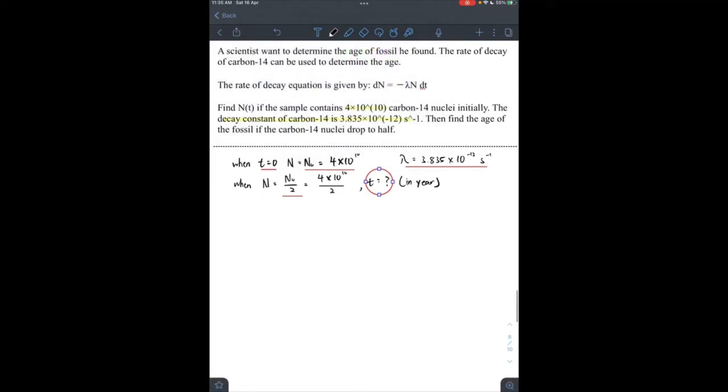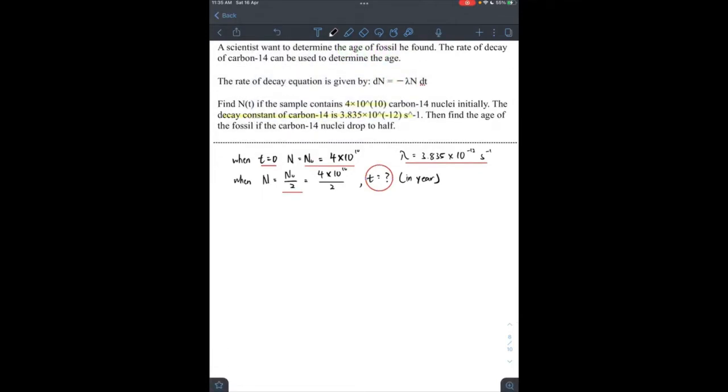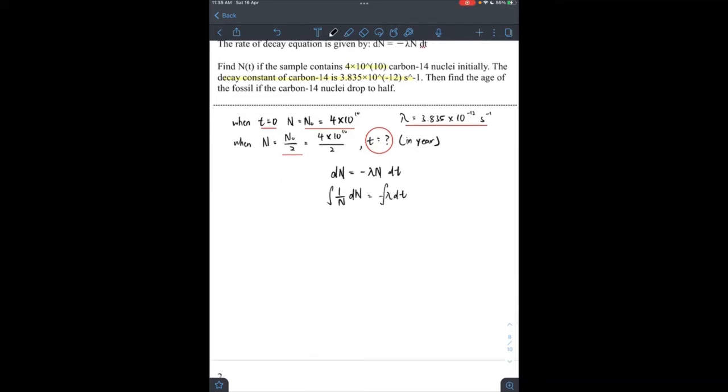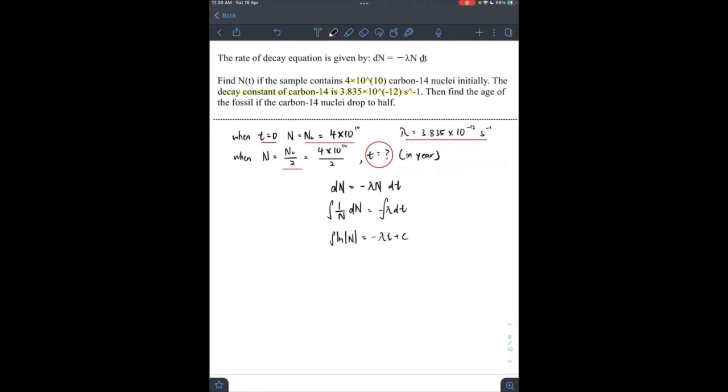So for this question, the first step, we can get the equation: dN equal to negative lambda N dt. So we need to use the separable equation method to solve this question. Then we integrate both sides, we will get ln N equals negative lambda t plus c. Okay, so from this question, there is a mistake.